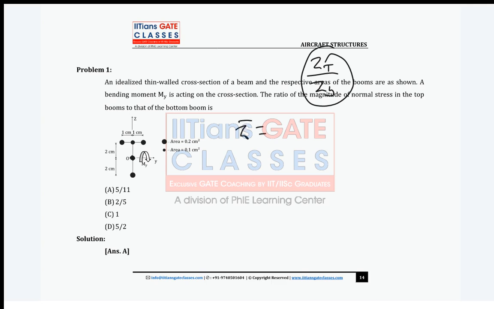It will be sigma A, area of the boom, right? We know that Z bar is sigma Ai Zi upon sigma Ai, right? Now guys, there are different booms. So this is one boom, two boom, three boom. On the top boom, what is the area? 0.2. There are two booms on the top, right? So I can multiply 2 into 0.2, the same area. What is the position from O? 2 centimeter, right? So I can multiply 2.